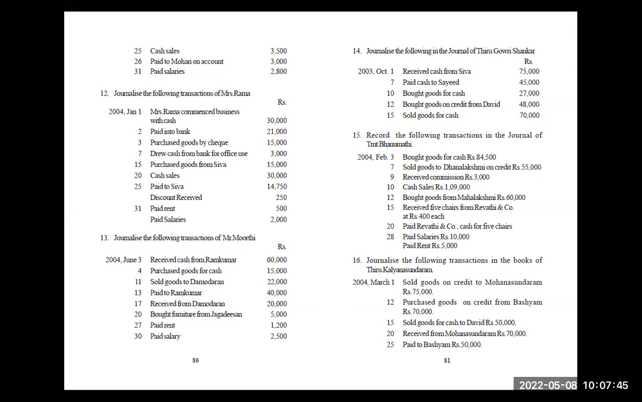Okay, what's the entry now? Uday account debit 1,000, to cash account 900, to discount received account 100. Okay. Party account debit with full amount, to discount account with the discount amount, to cash account with how much you are paying. Is there any doubt in the discount entry? Those who are online, is it clear?